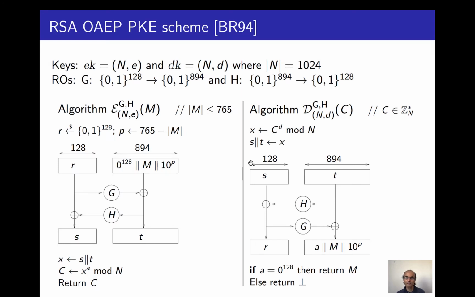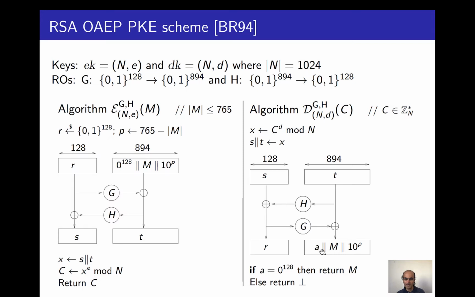Okay, how do we decrypt that? The decryptor has the decryption key little d. So first it reverses RSA and it gets back what should be this X over here. It parses that into 128 bits and the rest. Now it reverses the structure here, and since it's Feistel, it can do that. If you push T through H and add it to S, you get back R, and then as here you can push R through G, add it to this and get back something here.